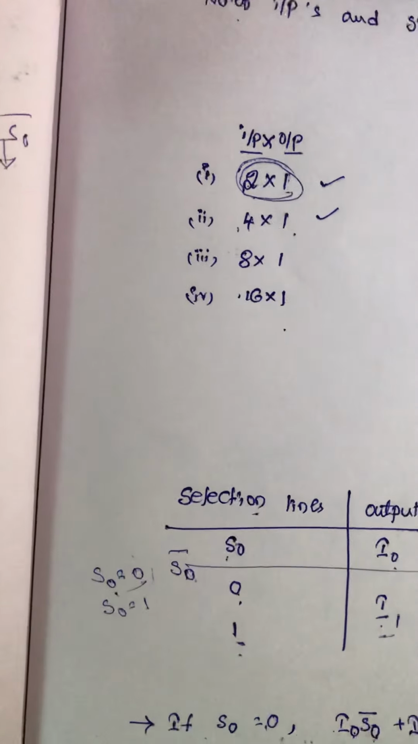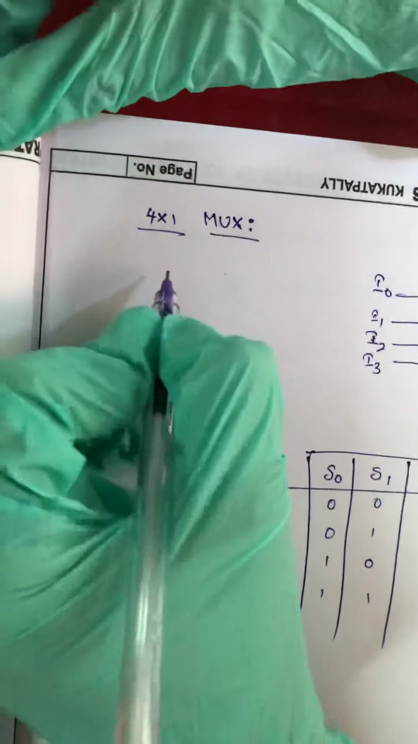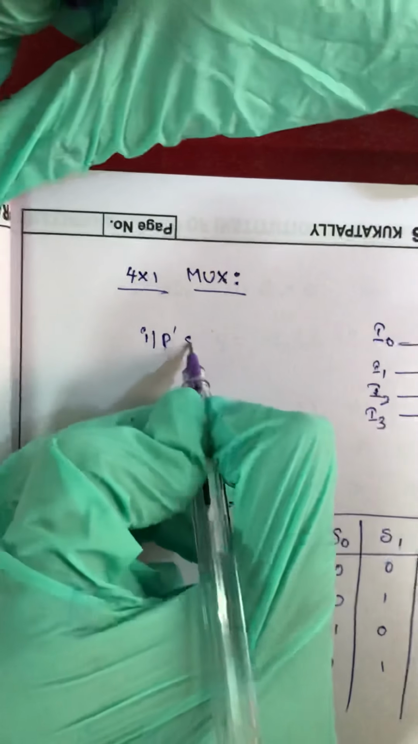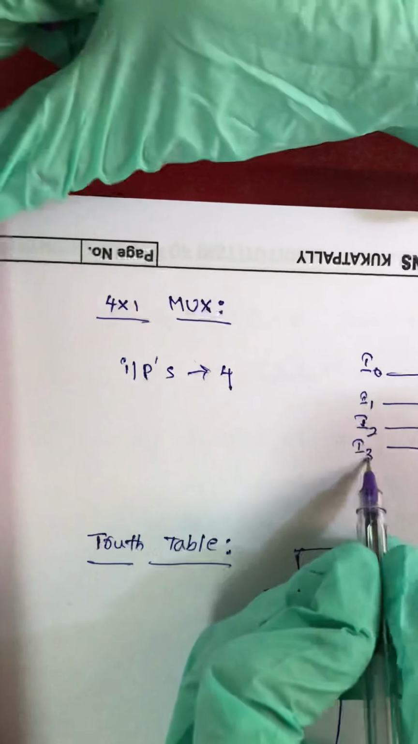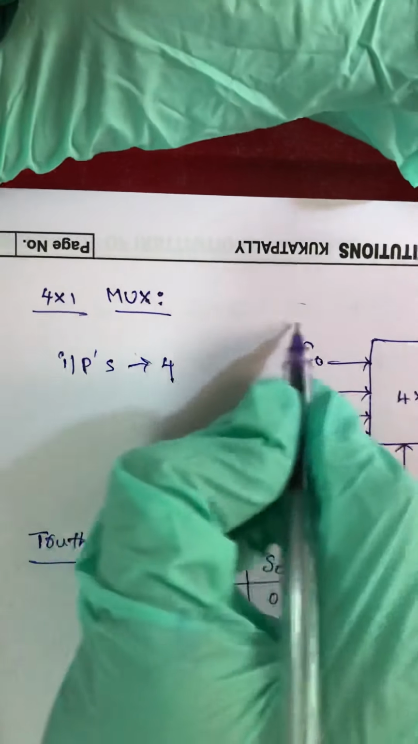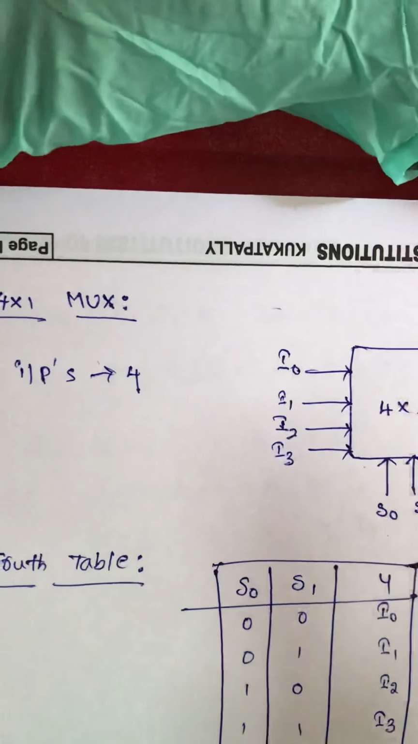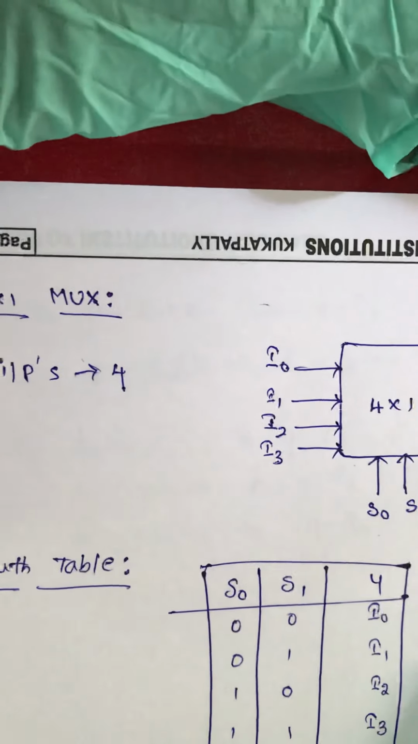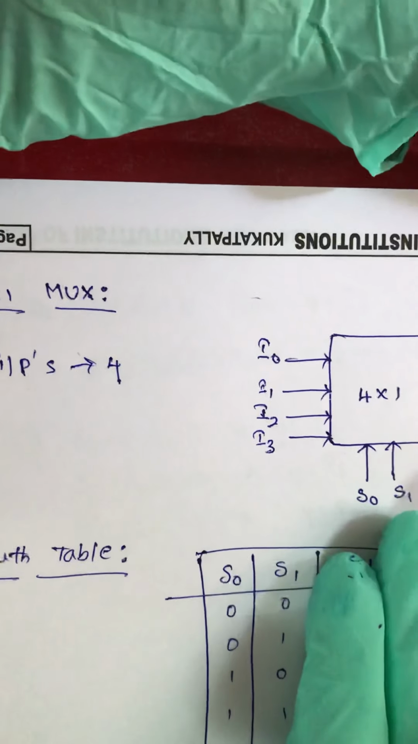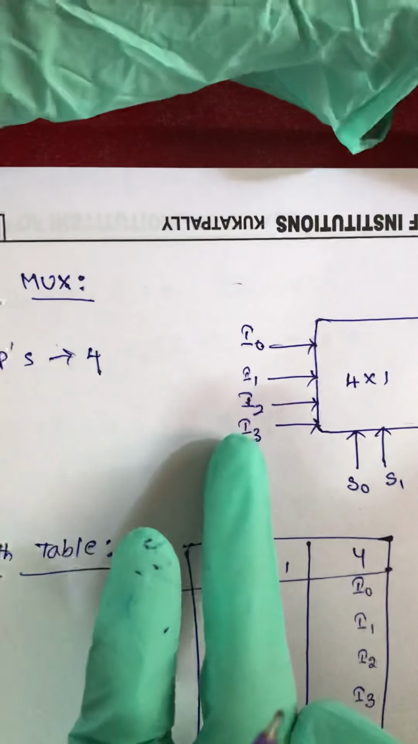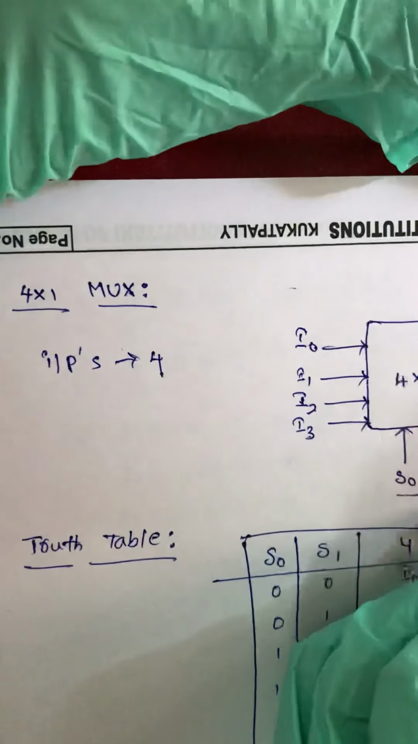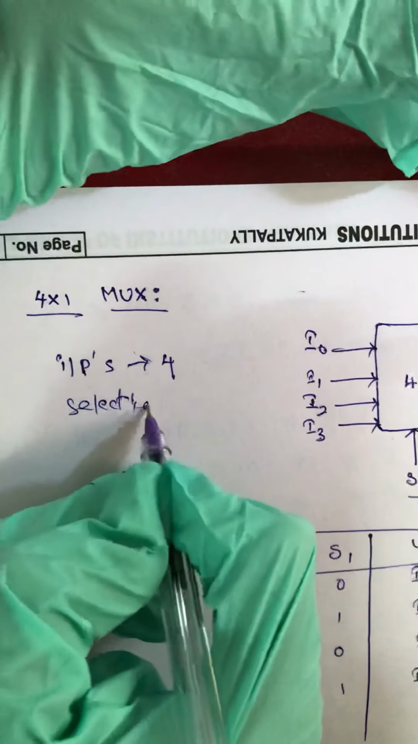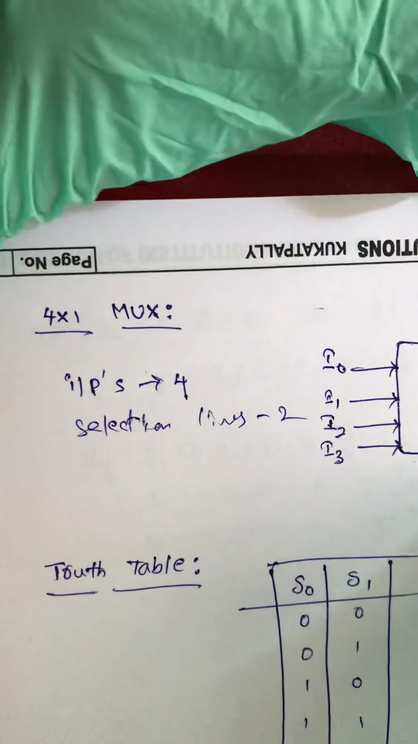The same operation can be applied to a 4 to 1 multiplexer. A 4 to 1 multiplexer means the number of inputs is 4, represented by I0, I1, I2, I3. To represent 4 inputs, or to design 4 possibilities, we can use 2 variables. Here variables means selection lines. So to represent 4 different inputs, we use 2 selection lines, S0 and S1, and a single output, that is Y.